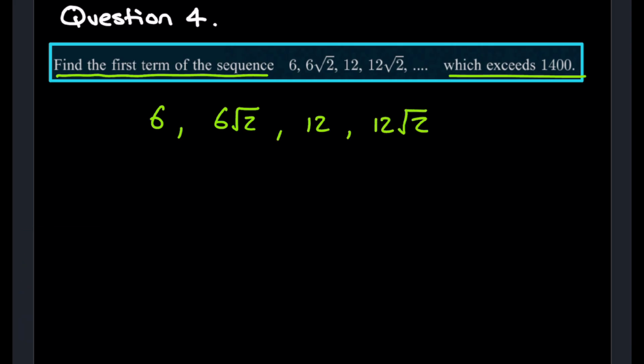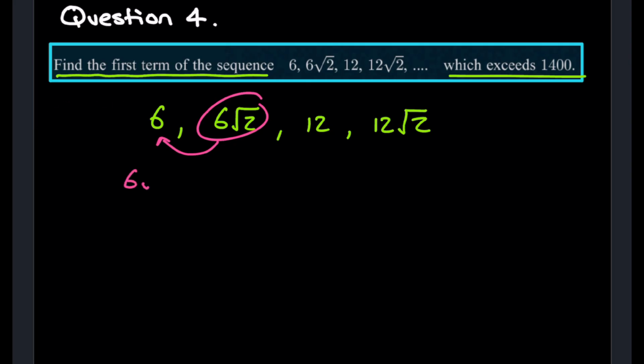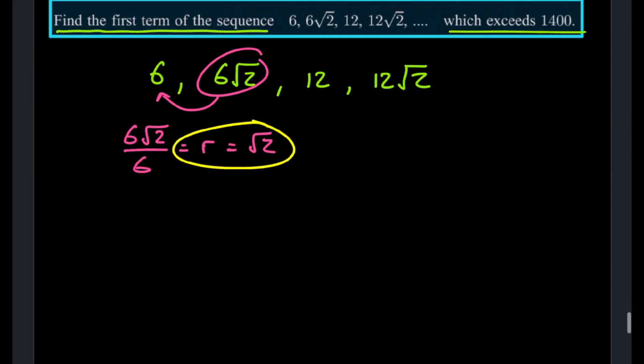Now, some of you might be able to spot r, the common ratio, straight away, but if you're not sure, just remember, take one term and divide it by the previous term. So we've got 6 root 2 over 6. That means root 2, so this will be r, and that is just going to be equal to root 2. So the common ratio between the terms is root 2.